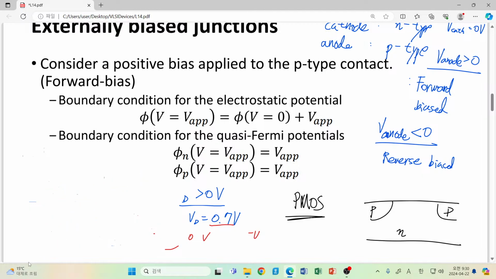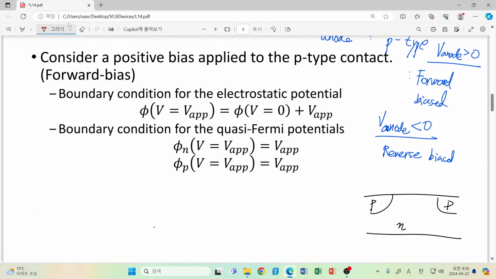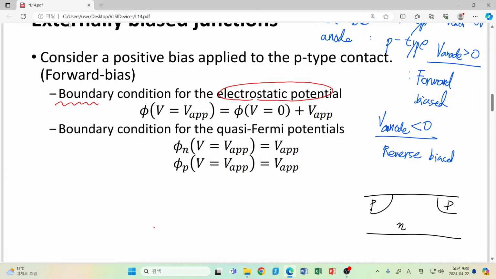By the way, let me just come back to our main slide. Okay, so I think that everybody understands the meaning of forward bias and reverse bias junction, and now just to consider boundary conditions. So here we have a boundary condition for electrostatic potential. If you apply a certain bias voltage, then it is just added to your potential. Yes, it's not that difficult.